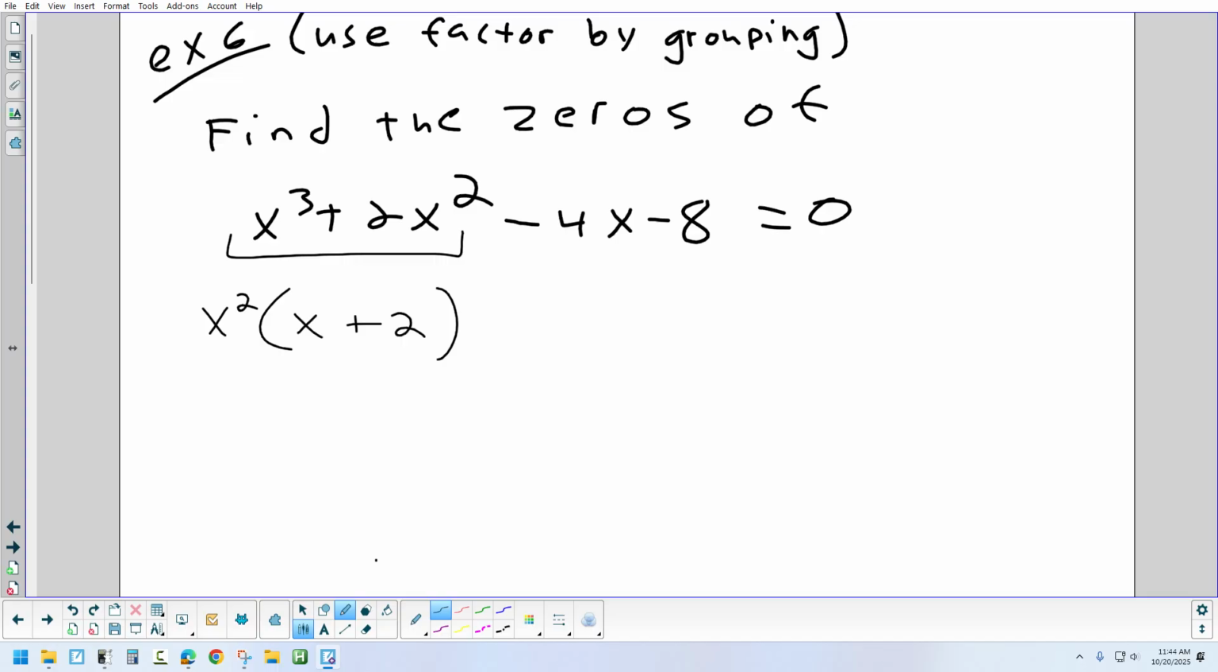Now, we're going to look at these last two. And we're going to see if there's anything we can factor out of those. Anybody see what you can factor out there? 4. Let's also do a negative with it, since they both have a negative in front of them. Let's do a negative 4.